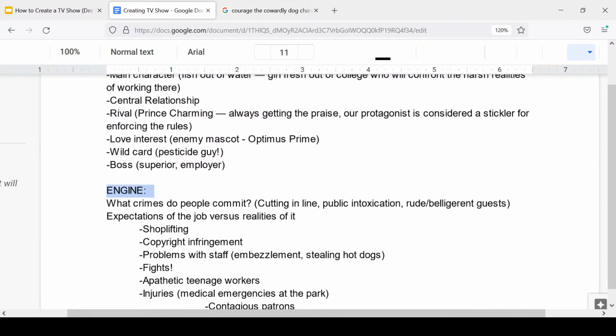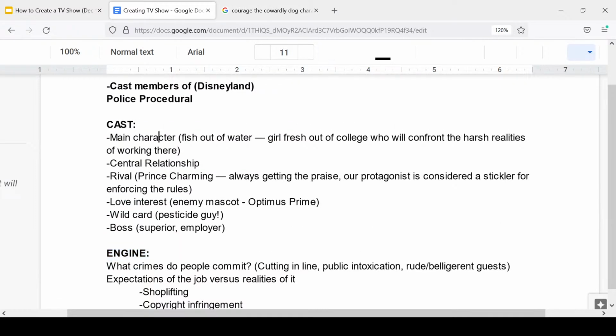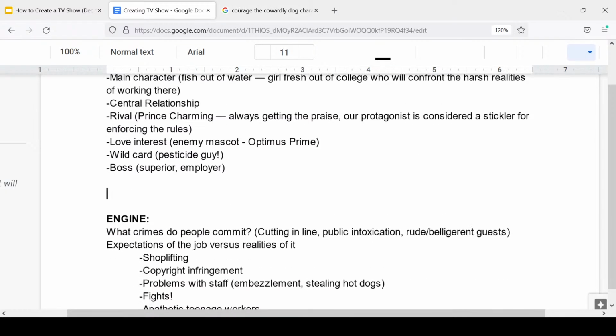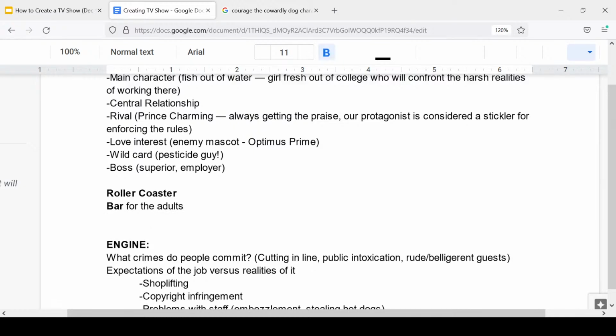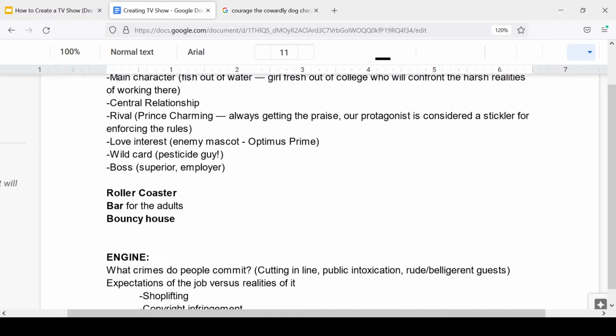Okay, so we've talked story engines, we've talked casts. I mean, we could do locations here, and I'll just list off 3 locations right off the bat. How about we have the roller coaster, we have the... what do they have at Disneyland? Don't they have like a bar for the adults? They have, let's say, I don't know, bouncy house. These are kind of like attractions there. We might say the sea exhibits, if they want to do like a show, like a SeaWorld type thing with dolphins or whales or something like that.